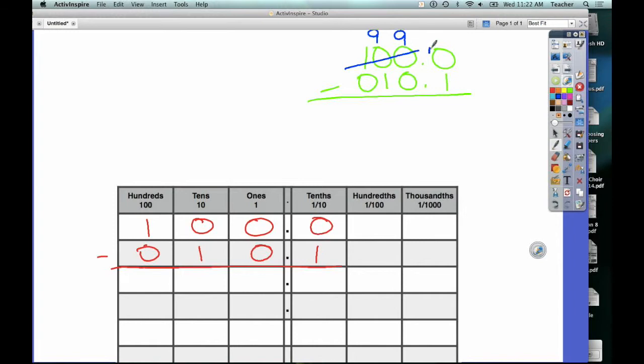So I can add 10 here. So what's 10 minus 1, everybody? 9 minus 0? 9 minus 1? 8. There's your answer: 89 and 9/10. Decomposing has kind of come in handy, I would say, on several things, hasn't it?